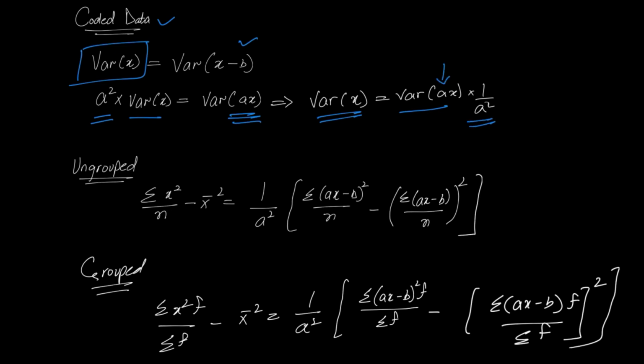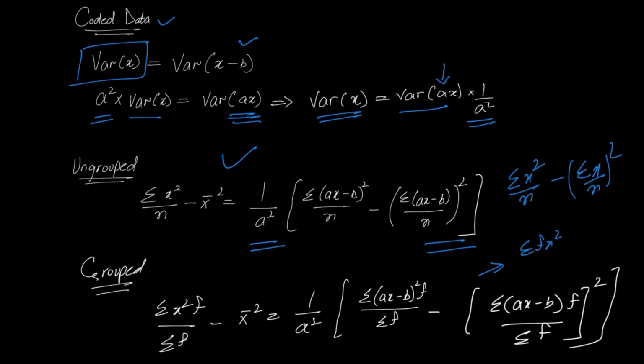Okay, now to find the ungrouped coded data, you'll have to use this formula, which is basically the sum of x square upon n minus sum of x upon n whole square. And in the grouped case, we'll use the sum of fx square upon sum of f minus sum of fx upon sum of f whole square.